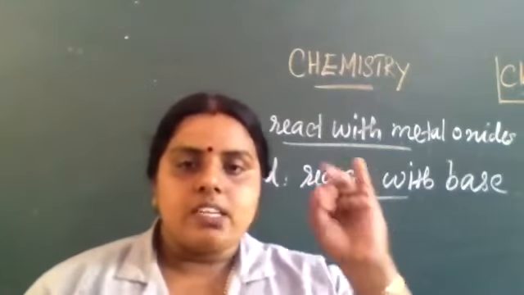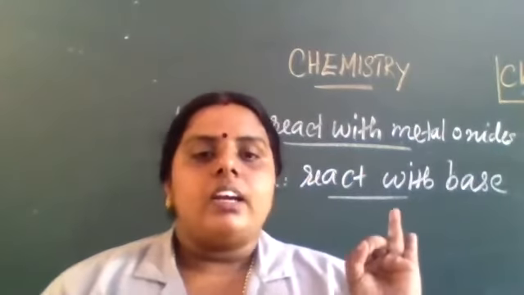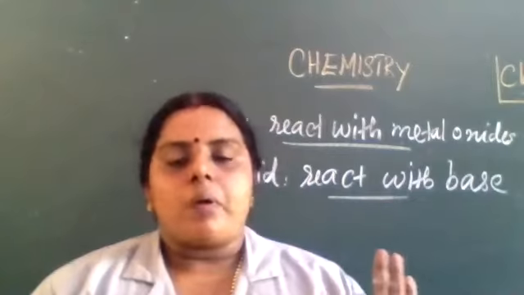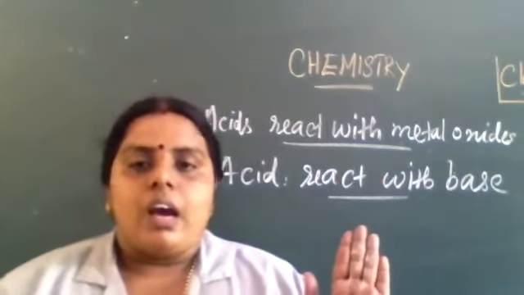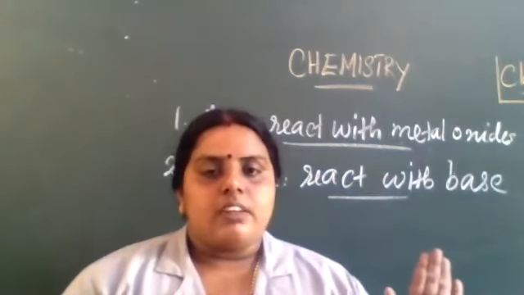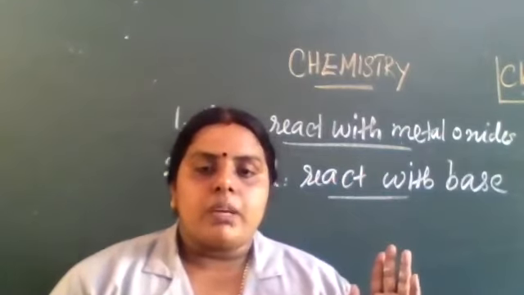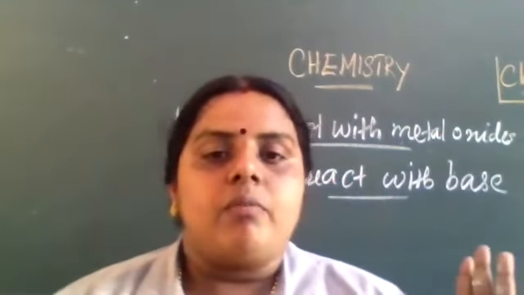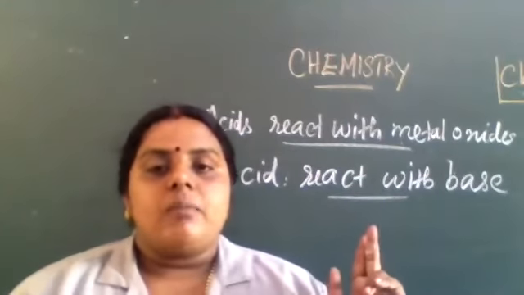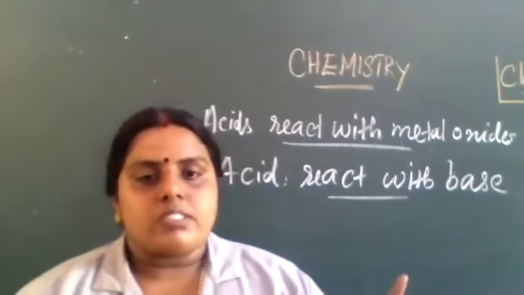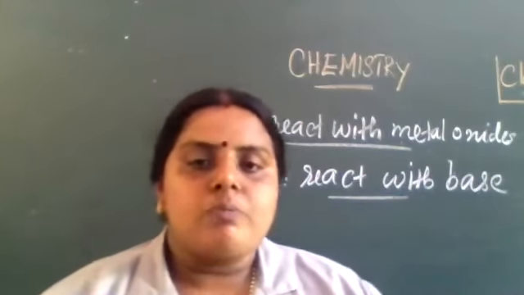First one, acids have a sour taste. Second one, acid turns blue litmus into red color. It gives red color in methyl orange solution. It is corrosive in nature. Then fifth one, acid reacts with metals, then we get metal salt and hydrogen gas. Then sixth one, acid reacts with metal carbonate or bicarbonate, we get salt and carbon dioxide gas. The next one is acids react with metal oxide, we get salt and water. Then acids react with base to form salt and water.